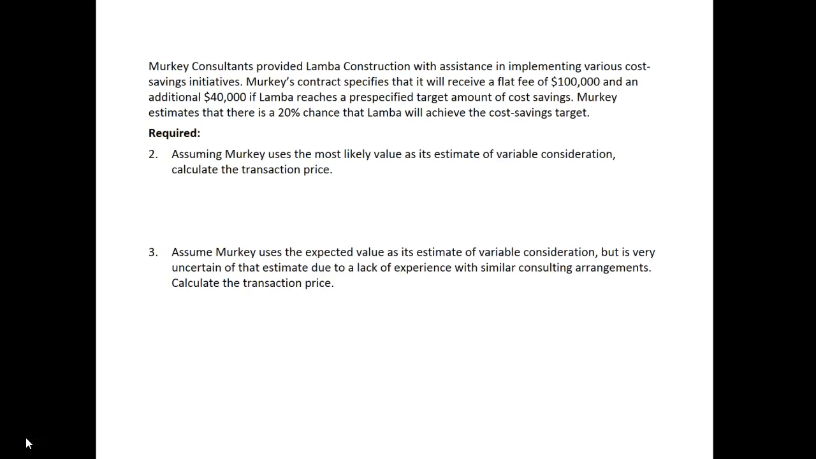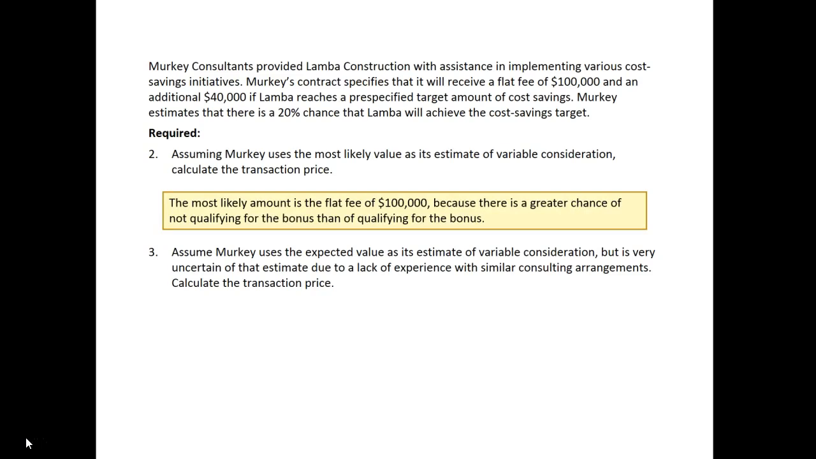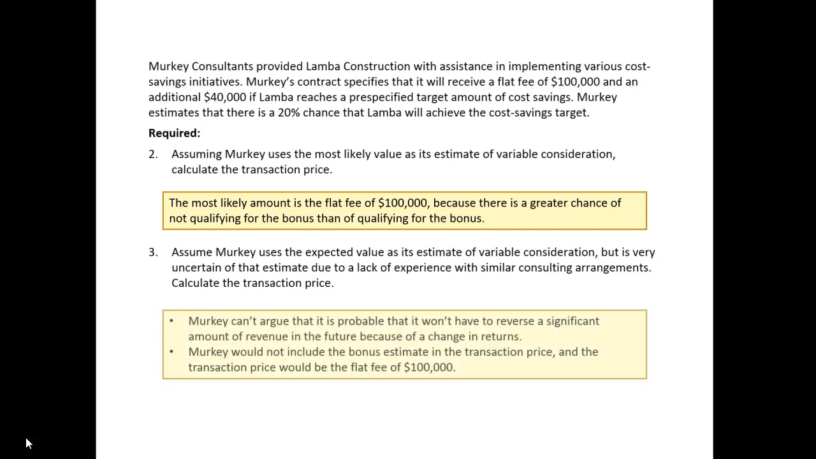Now, assuming we use the most likely value as its estimate, then it's going to be just the flat fee of $100,000, because there's a greater chance of not qualifying for the bonus than of qualifying for the bonus. Then, if we use the expected value as its estimate, Murky can't argue that it is probable that it won't have to reverse a significant amount of revenue in the future. Murky would not include the bonus estimate in the transaction price, and in this case, it would just be a flat fee of $100,000.